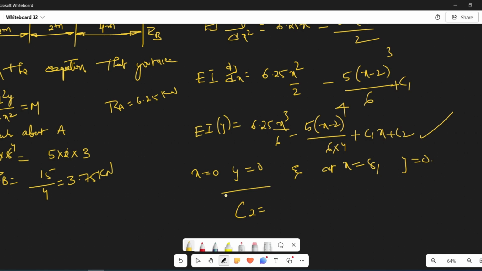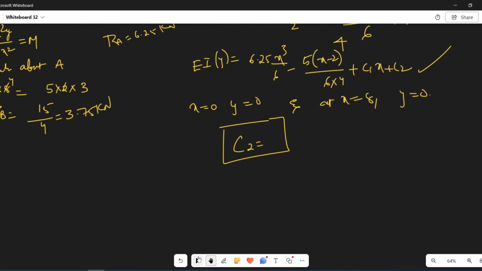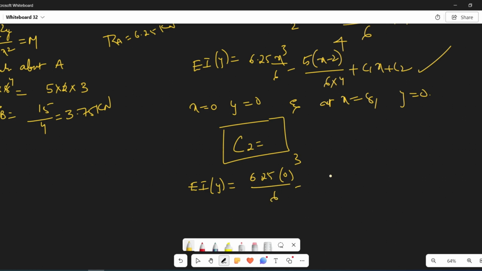First you will get the value of C2. Then again substitute x equal to 8 and y equal to 0. As you already know the value of C2, substitute it. I am not going to do the entire calculation.